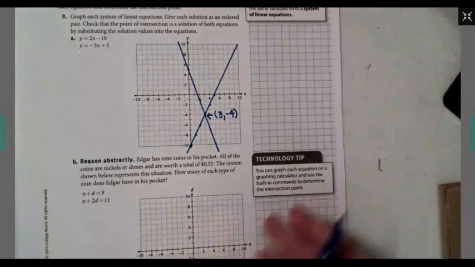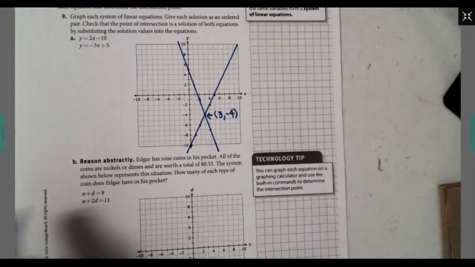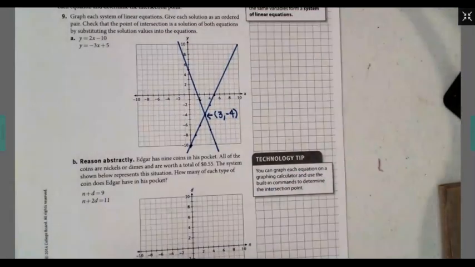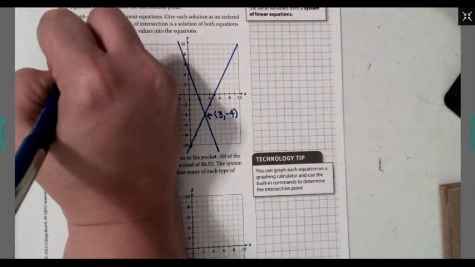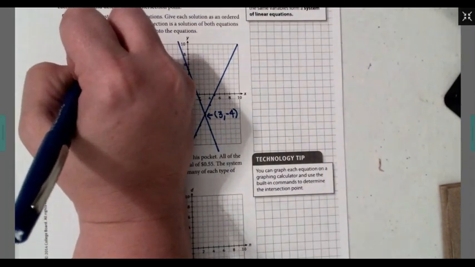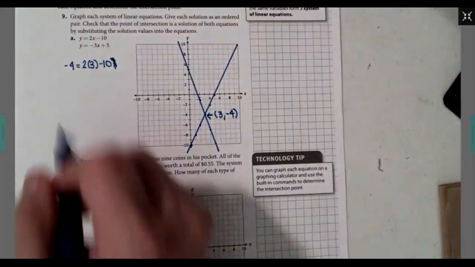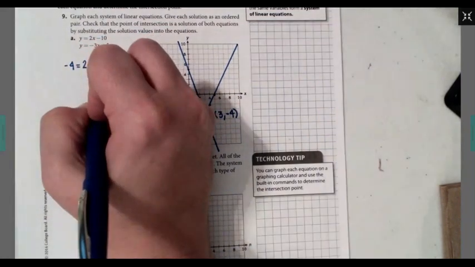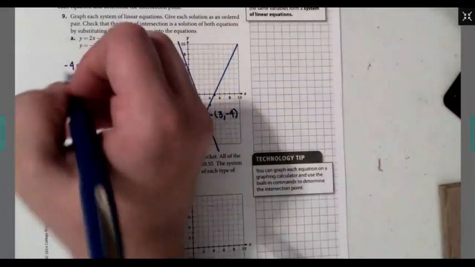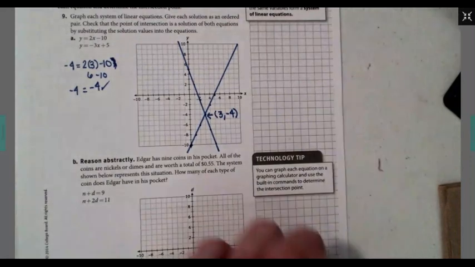Now, the next part of the problem says to check your answer in both of these equations to make sure it works. So we would do negative 4 equals 2 times 3 minus 10. Oops, didn't mean to put that parentheses there. That's a screw up. Sorry. So we've got 6 minus 10, which is indeed negative 4. So that works out because those equal each other.